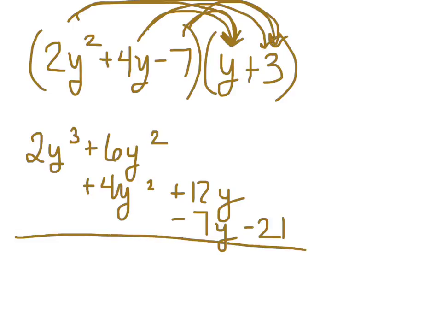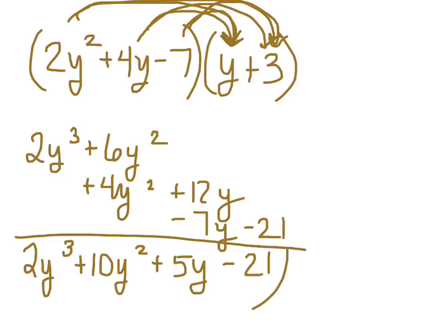And then what I do is, for me personally, I like to write them vertically rather than horizontally sometimes. Where all I did was I lined up the like terms. That's all I did. So 2y to the third had no friends. What's 6 plus 4? 10. What's 12 minus 7? Minus 21. Okay? Are you guys okay with that?